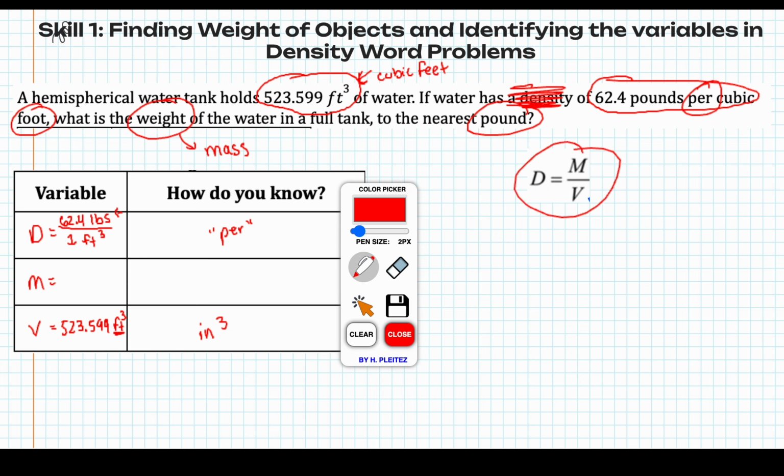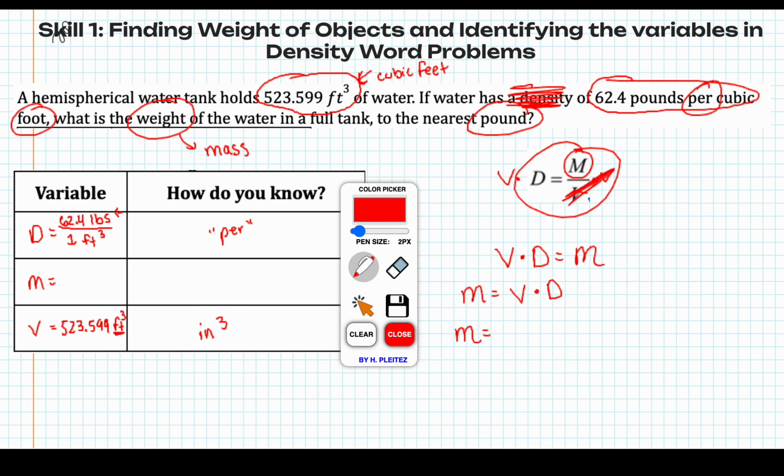Now it really helps to manipulate this diagram. So yes, d equals m over v, but if we want to find the mass, what we can actually do to get the mass by itself is multiply by the volume on both sides. And when we do that, we're going to get that your volume times your density is going to give you your mass. Now I'm just going to rewrite that in a different order. So m equals v times d. And let's just go ahead and substitute. And we're writing our units in.